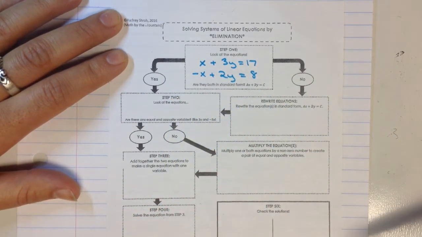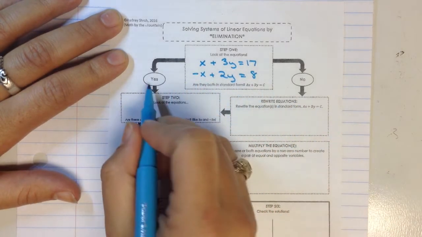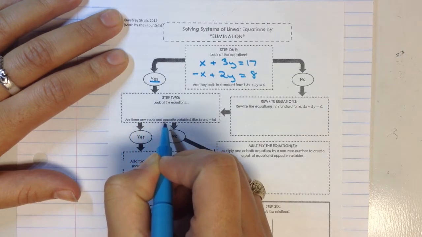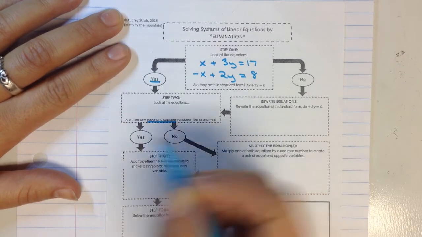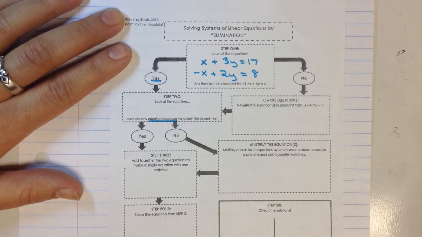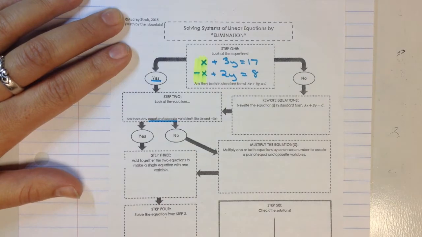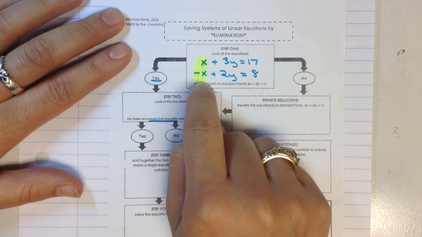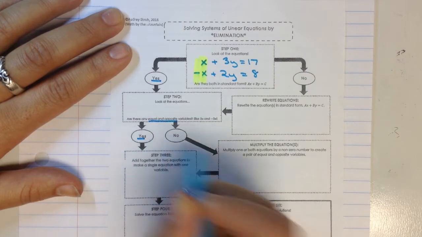It's generally faster. What you are looking for once they are in standard form is to look at the equation and decide if any of the variables are equal and opposite. Underline those right here, equal and opposite. Do you notice that the x and the negative x are equal and opposite? Meaning they're the same coefficient, an invisible 1, but I have one of them being positive and one of them being negative. If that's the case, then we answer yes.